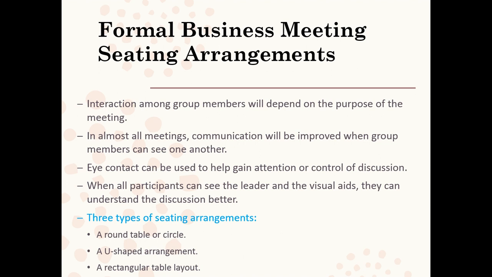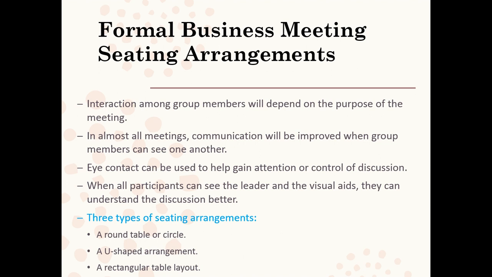Okay. Next, eye contact can be used to help gain attention or control of the discussion. Of course, when we are having eye contact with the participants, we can control the discussion. And then when all participants can see the leader and the visual aid, they can understand the discussion better. Of course, when we are looking at our leader, looking at the visual aids that they are showing, we can understand more about the discussion.